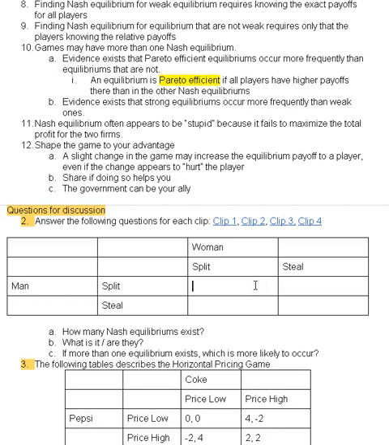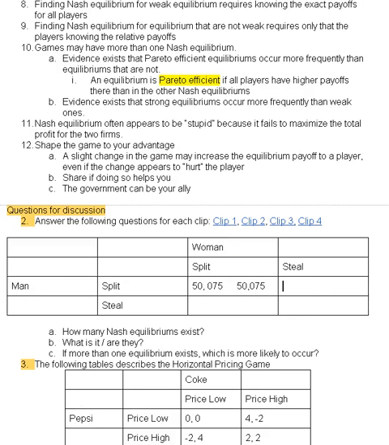If they both choose split, they both get $50,075. Now, by convention, the first payoff is the payoff to the row player, and the second payoff is the payoff to the column player. So this first number, $50,075, is what the man's going to get. $50,075 is what the woman's going to get.